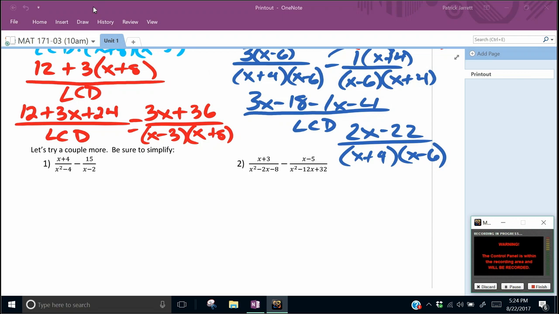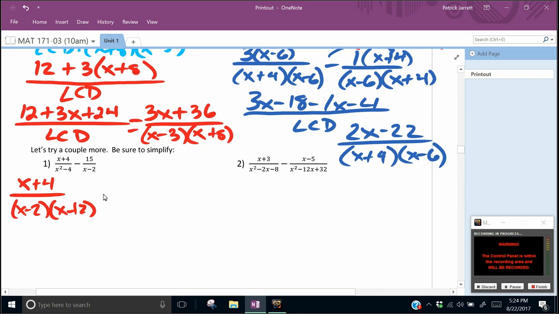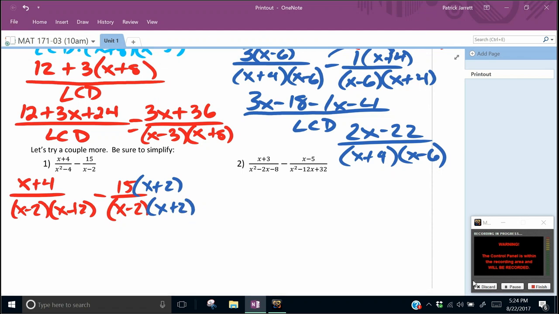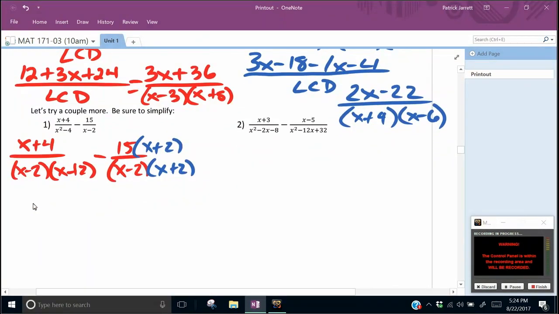All right, so what we've got to do for this is basically you realize you've got to have everything in the denominator. So we're going to rewrite these in factored form. So for this first one, you have x plus 4 over x minus 2 times x plus 2 minus 15 over x minus 2. Now, since the first part already contains an x minus 2, I just need an x plus 2. So here it is. So there is the x plus 2. And so now we have a common denominator.